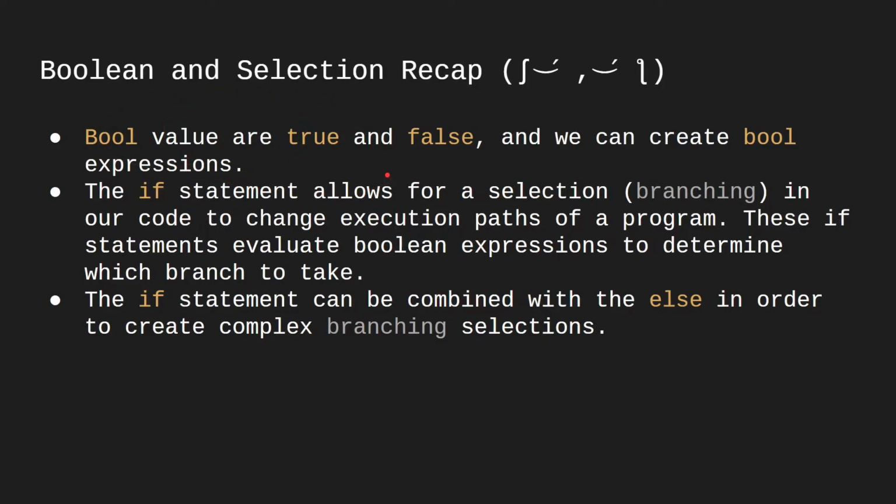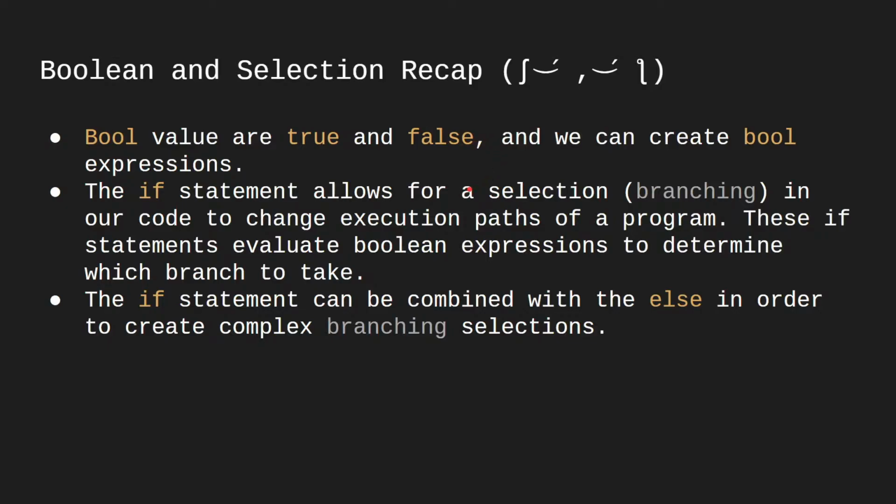So again, to just recap things, Booleans or bools are true and false values, and we can create Boolean expressions by doing things like, is this value less than or equal to that value, which we call Boolean expressions. The if statement allows us to do a selection or branch our program. So we can hop between different segments of the code depending on what our Boolean statements evaluate to, and how we use these to jump between different execution paths.